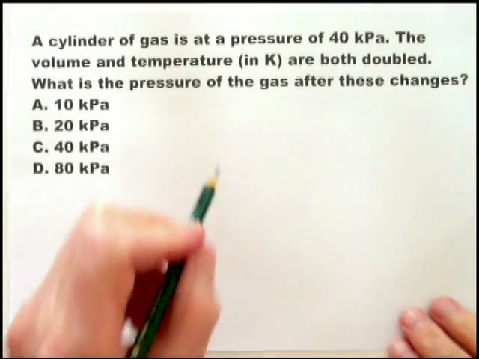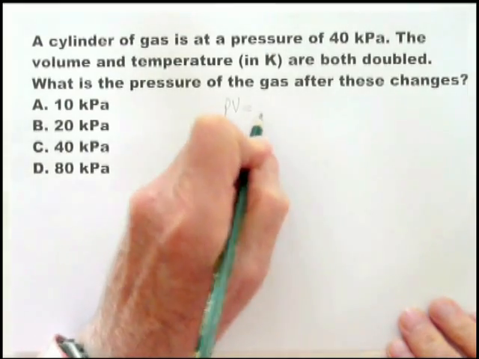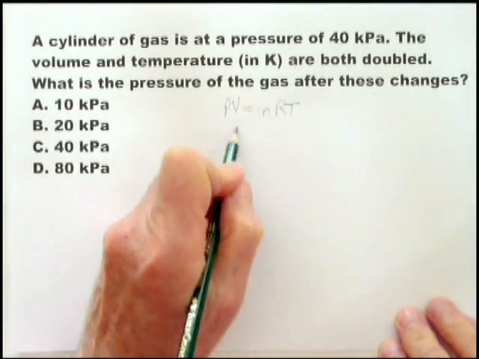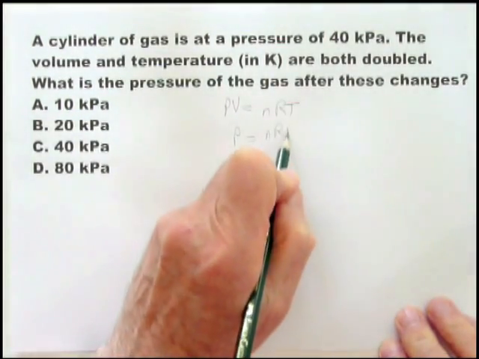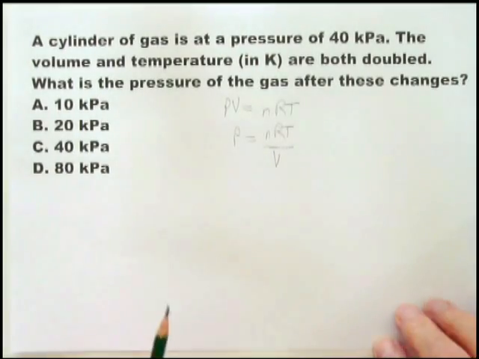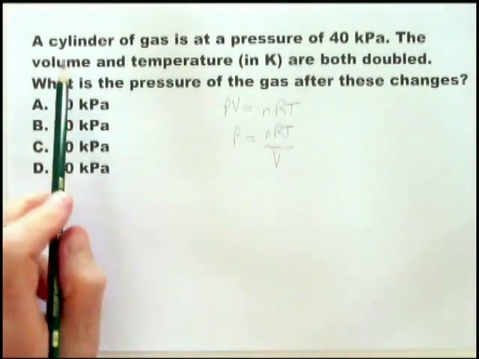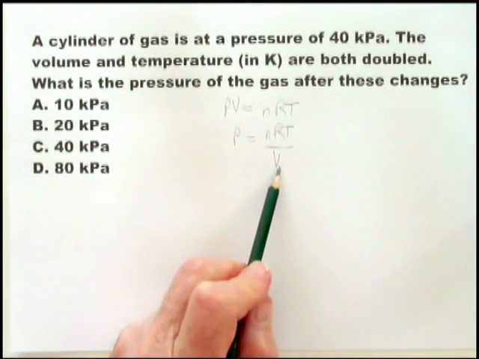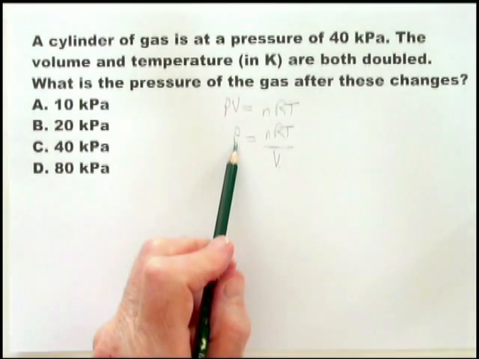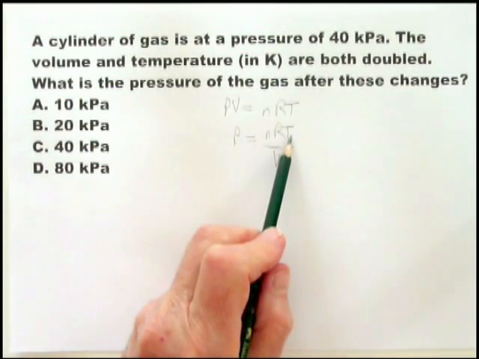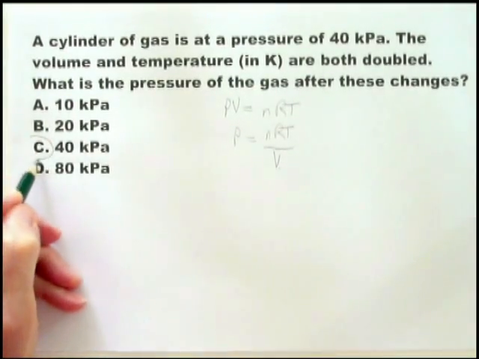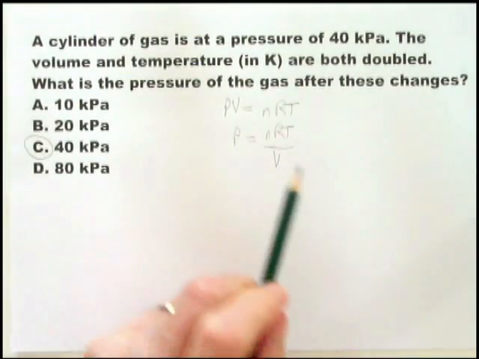C. So let's put the equation down. PV equals nRT. And what is the pressure? So pressure equals nRT over V. And the volume is doubled and the temperature is doubled. So if the volume is doubled, that halves the pressure. Temperature is doubled, doubles the pressure. So therefore the pressure is unchanged. It's 40.